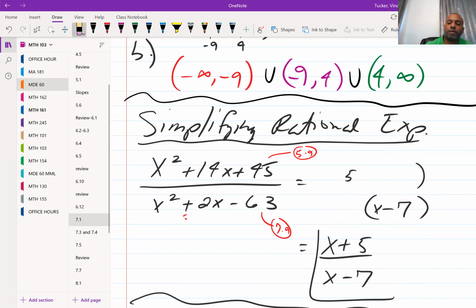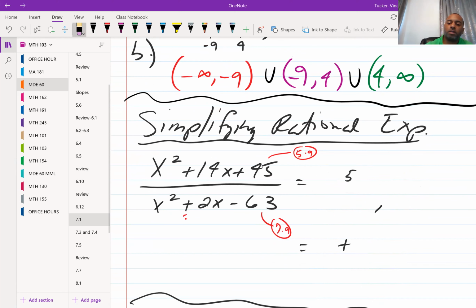So they want you to simplify rational expressions. What they will do is give you a rational expression, and your goal should be to factor as much as possible in the numerator and denominator, and then cancel out what you have in common.